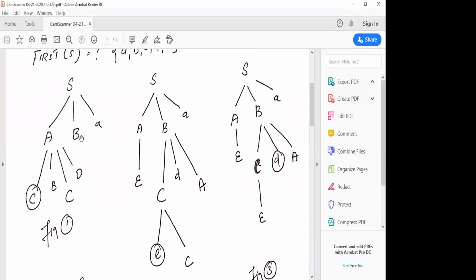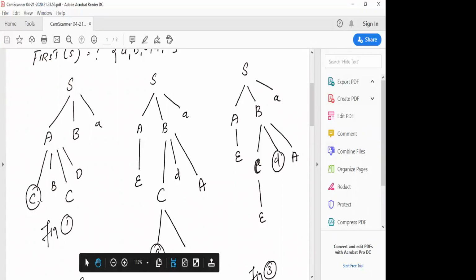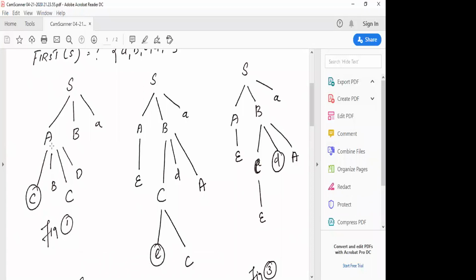We have replaced it by the very first alternative, A, B, A of S. Again, A is replaced by the very first alternative, which is C, B, C, D. The C is the terminal, so first of S included C. Now this A is replaced by the second alternative, which is epsilon, right? After that, first of S becomes first of B. So now B is replaced by CDA.